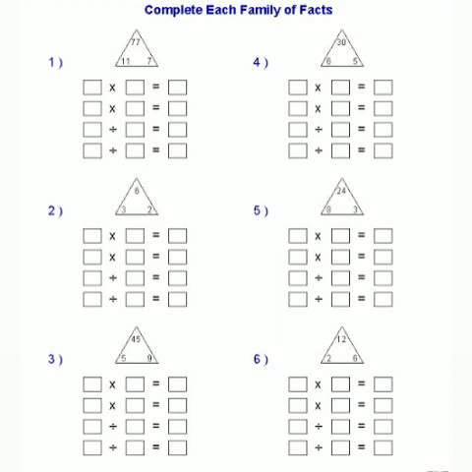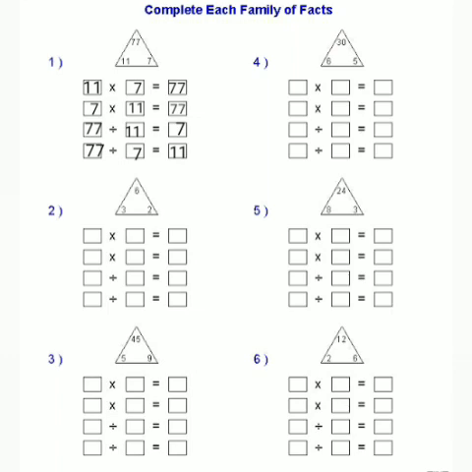77, 11 and 7. 11 times 7 makes 77. Now let's put them the other way. 7 times 11 makes 77. So big number first, 77 divided by 11 makes 7. So now we need to do 77 divided by 7 makes 11.